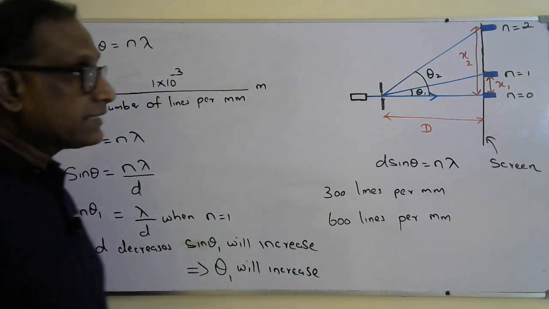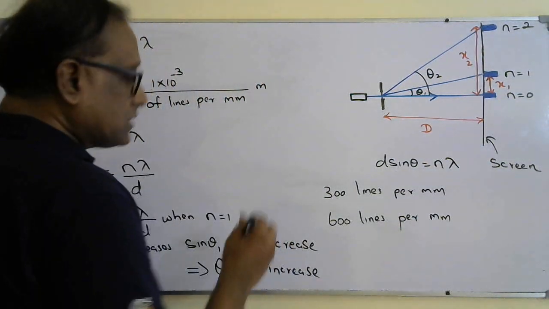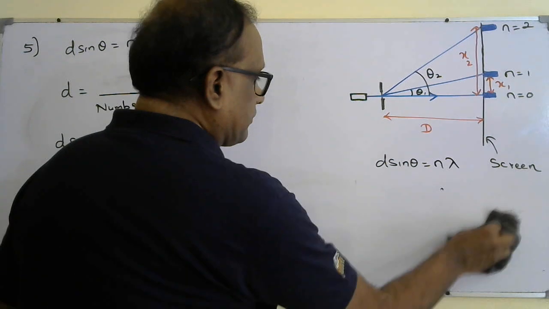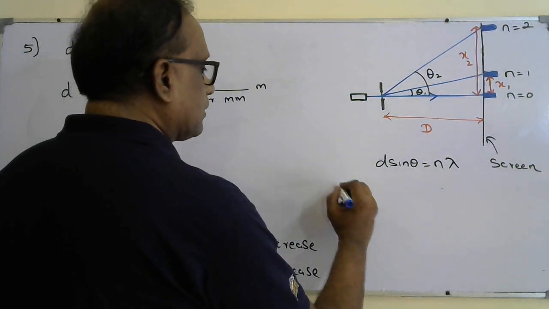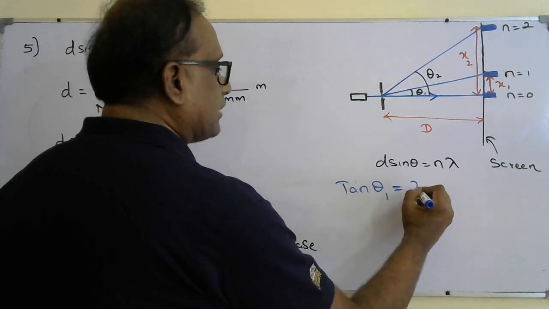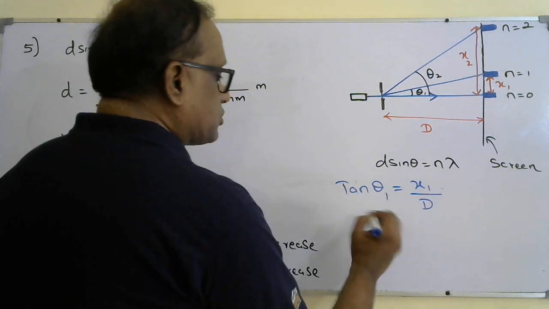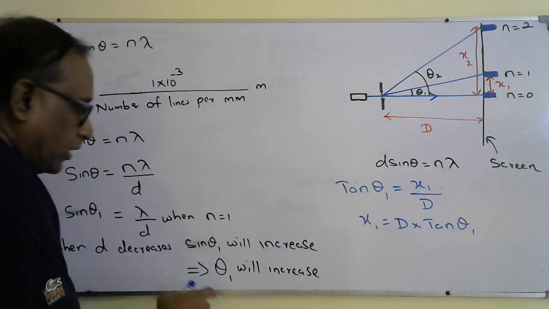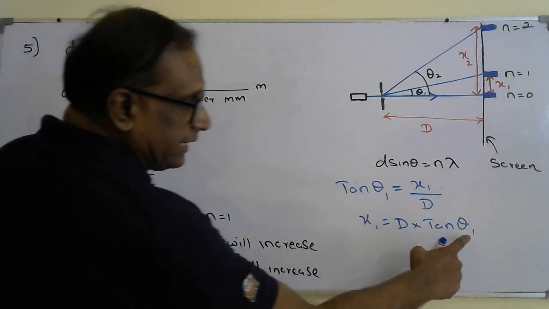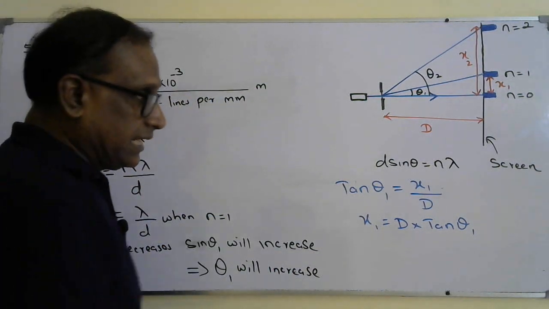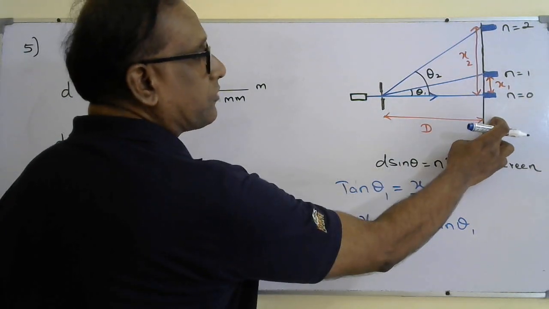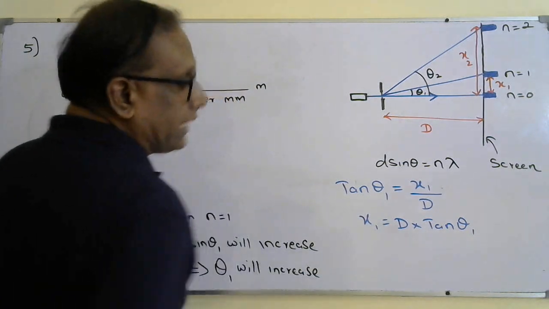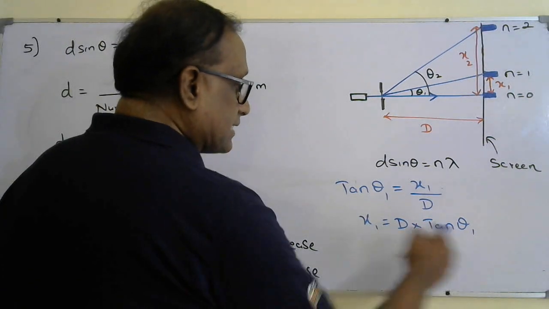Okay, so when theta 1 increases, what will happen to x1? We use the equation tan theta now. Tan theta 1 is equal to x1 over D. So x1 is equal to D times tan theta 1. So theta 1 will increase. When theta 1 increases, the tan value also will increase. D has no change. We are not changing the distance of the screen from the diffraction grating. So when tan theta 1 increases, x1 will increase.